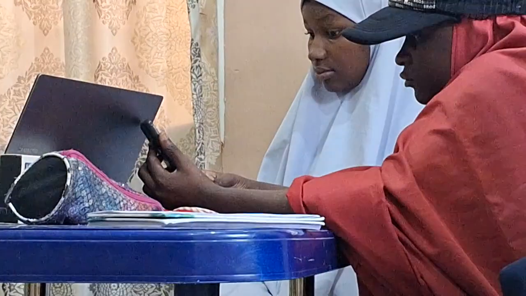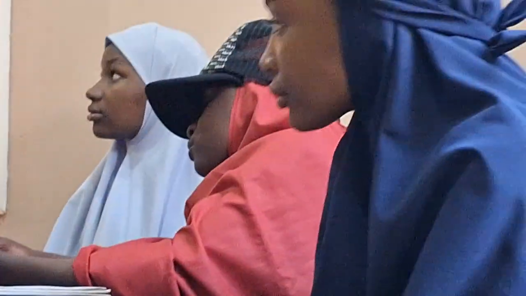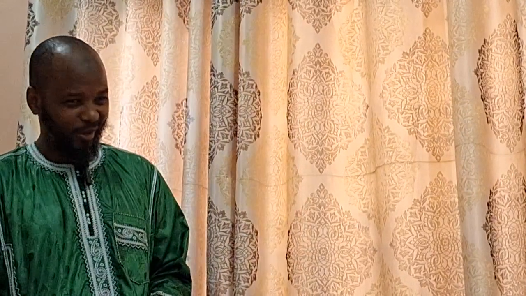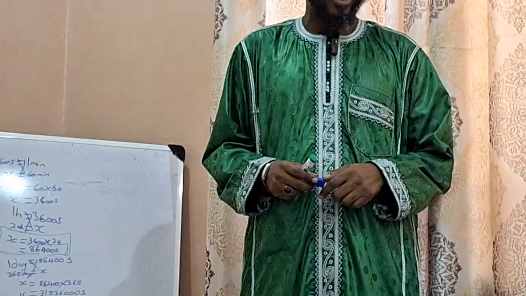Then the next one, the month of March. The first question that will come to your mind is: how many days are in March? 31. So you either memorize it or you have to go to your calendar and check. Some are taught the number of days in a month right from primary school.